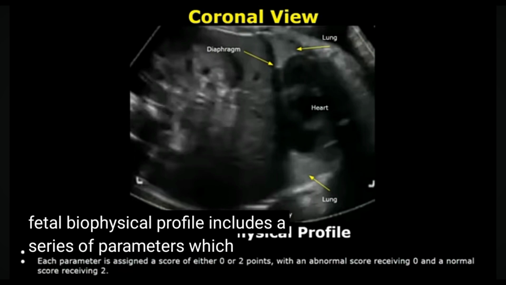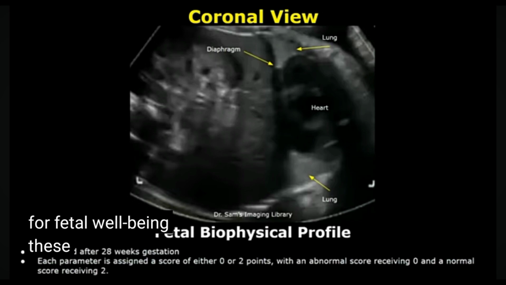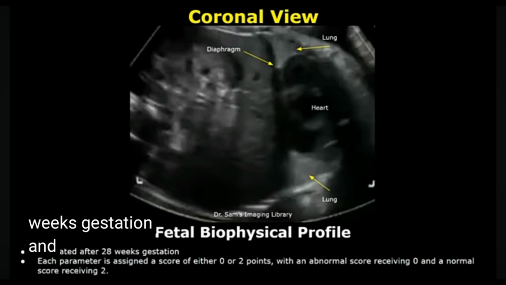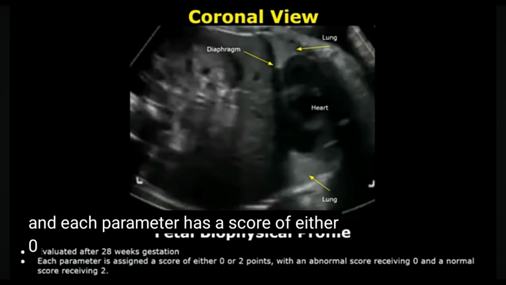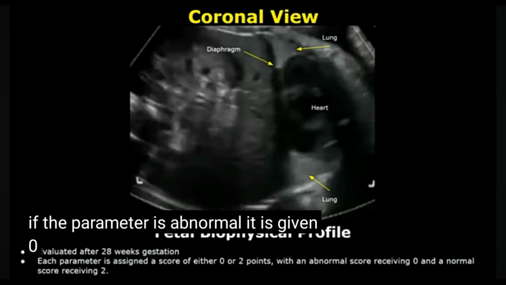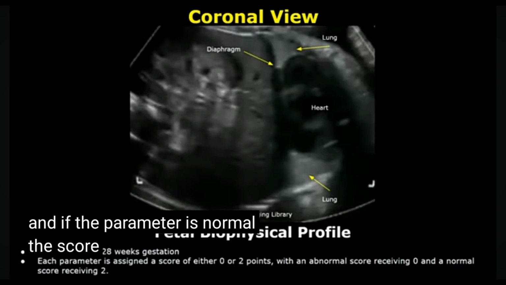Fetal biophysical profile includes a series of parameters which are assessed for fetal well-being. These are usually evaluated after 28 weeks of gestation and each parameter has a score of either 0 or 2 points. If the parameter is abnormal, it is given 0 score, and if the parameter is normal, the score is 2.